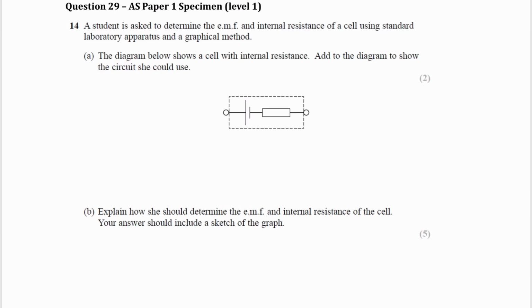So there's two parts to this question. I'm going to answer them together. I think that'll be a better way of explaining this. So we want to draw a circuit so that we can measure the EMF and internal resistance of a cell.